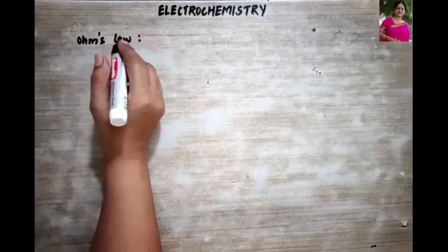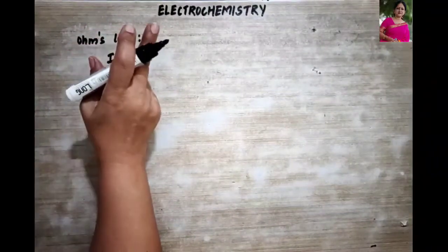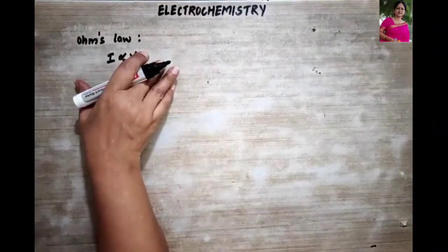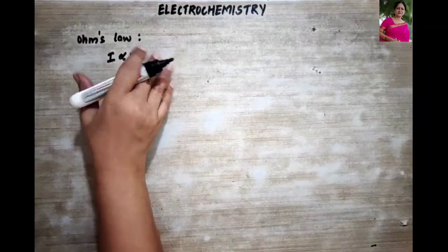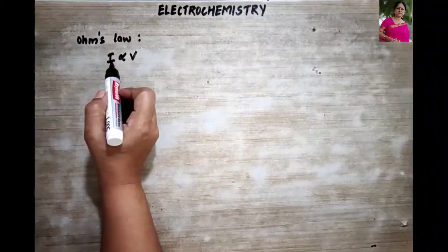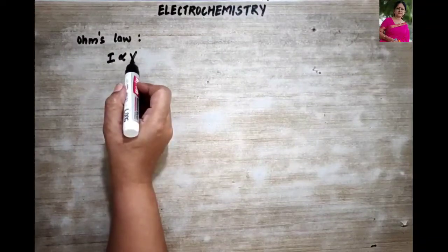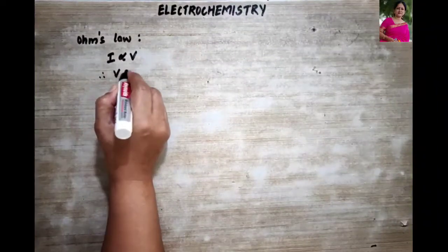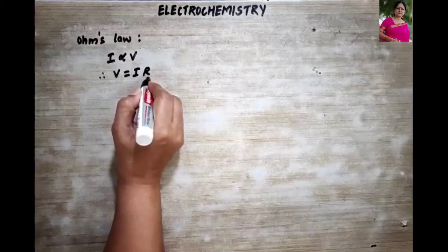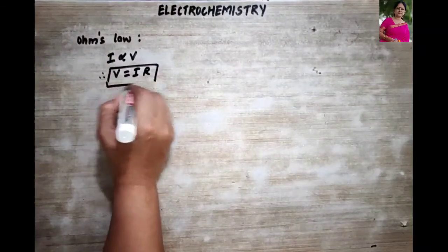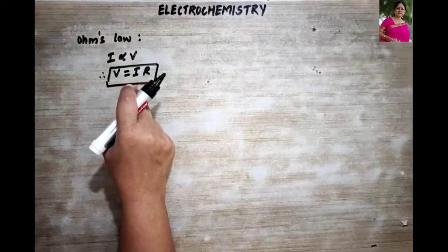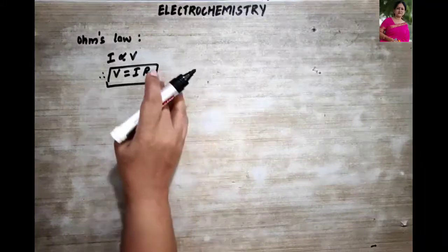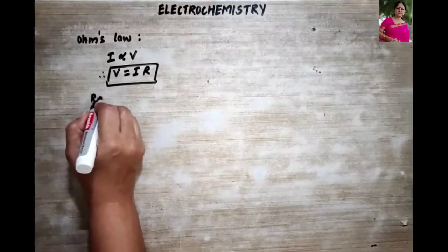The strength of the current, that is I, that flows through a conductor is always proportional to the potential difference across the conductor. So we can say that the current passing through the conductor is directly proportional to the potential difference, and therefore we can write V is equal to IR, where R is called the proportionality constant. R can also be called the resistance of the conductor. Clear?